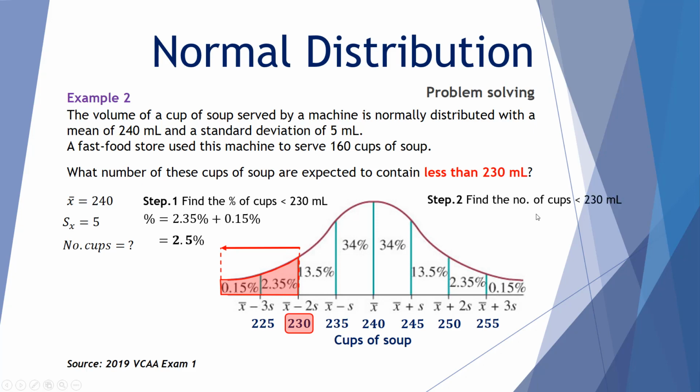So step 2 is to find the number of cups with a volume less than 230 ml. So the number of cups with a volume less than 230 ml is 2.5%, or rather 2.5 out of 100, multiplied by the total cup number of 160. And when we perform that calculation, we end up with 4 cups. So what number of cups of soup are expected to contain less than 230 ml from this distribution? The answer is 4 cups.